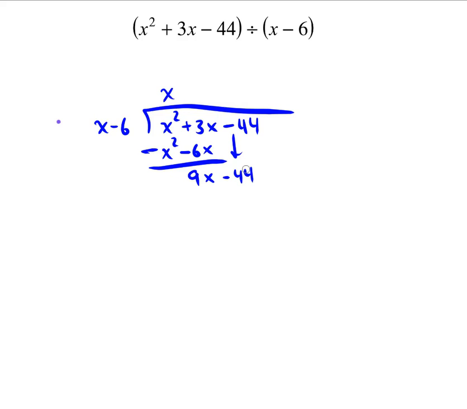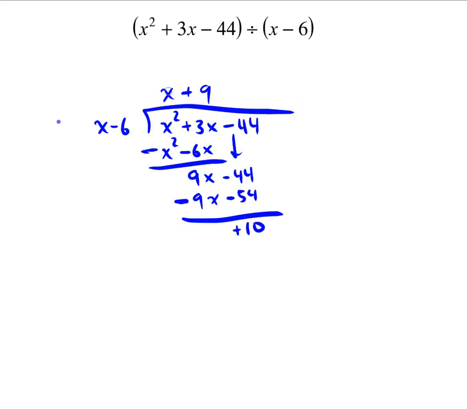And when I bring down my negative 44, let's see, I ask myself the question again, how many times does x go into 9x? And the answer is it goes in a plus 9 times. 9 times x is, in fact, 9x, right? 9 times negative 6. 6 times 9 is 54. So that's going to be a negative 54 because it's a negative 6 times 9. So when I subtract everything, I end up with negative 9x minus a 9x is 0, and then negative 44 minus a negative 54 is actually going to be a positive 10, right? So I'm going to end up with a remainder of 10.